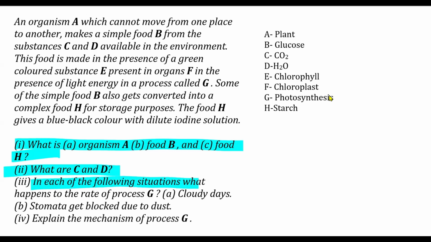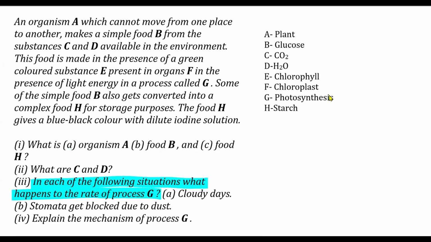In each of the following situations, what happens to the rate of G? And what is G here? G is photosynthesis. Number one, on cloudy days, there is less sunlight and therefore the rate of photosynthesis will go down. Another part: stomata gets blocked due to dust. So obviously here also the rate of photosynthesis will decrease.